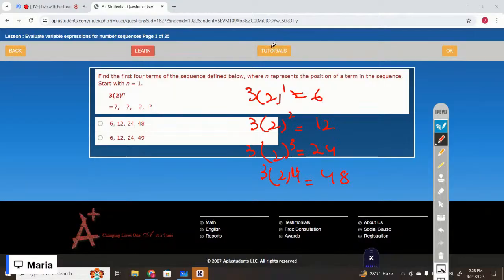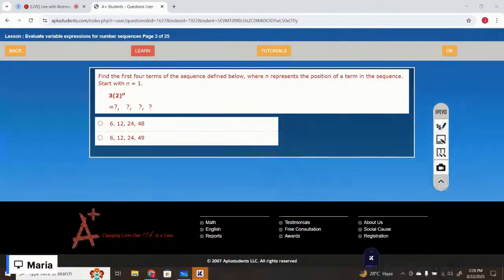Option number 1 is the correct option. That is 6, 12, 24, and 48.